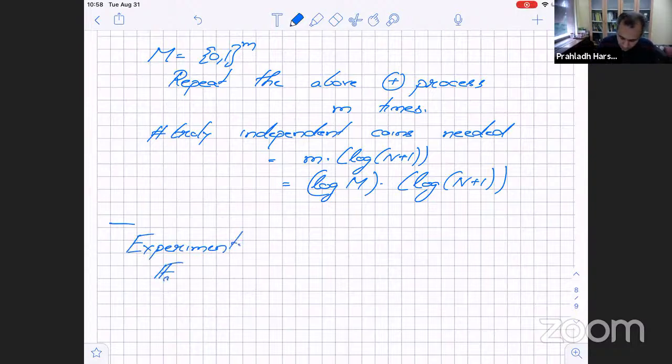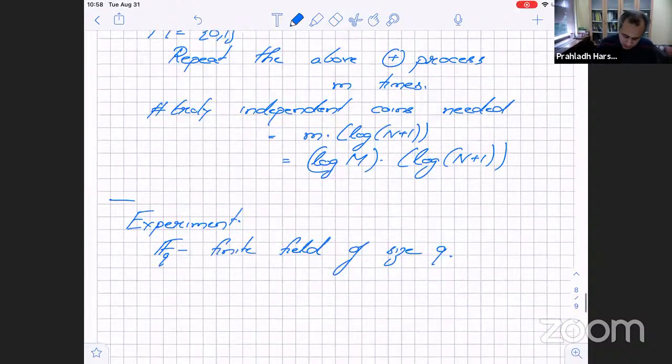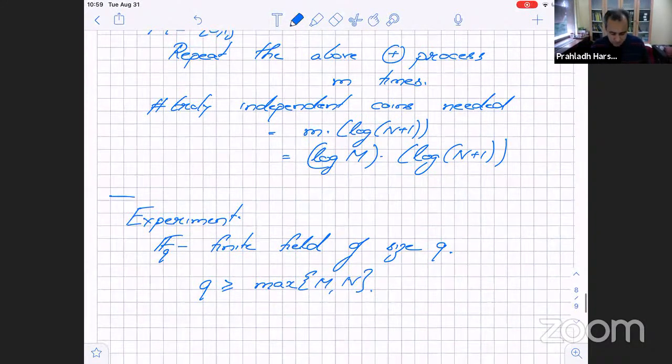So let F_Q be a finite field of size Q. I'm going to think of N as equal to Q. Therefore, I'm going to choose a finite field which is larger than the number of samples I take, and I also want M to be Q. So let's think of Q to be larger than or equal to the max of both M and N.